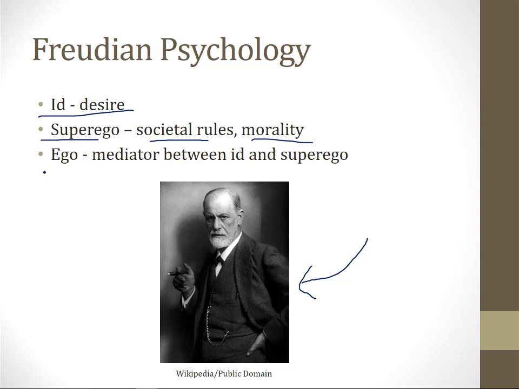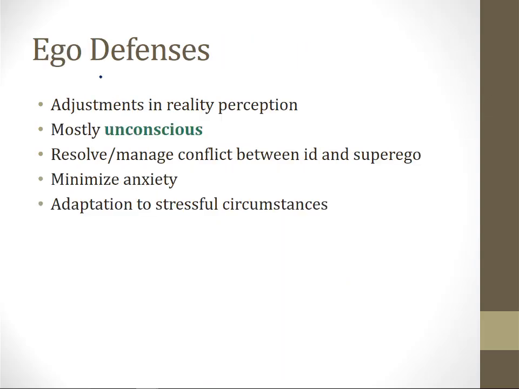And then finally, the third part of the psyche is the ego. So this is the mediator between the id and the superego. So the id may want money, the superego may know that there are rules about how you obtain money, and the ego comes up with a plan to mediate between those two. So if you understand that, then it's very easy to understand what ego defenses are. These are adjustments in our perception of reality. They're mostly unconscious, and what they do is resolve and manage conflict between the id and the superego.